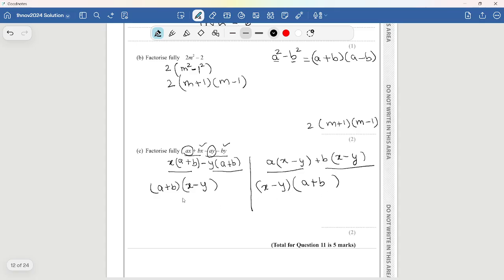Now you see the answer to both these approaches is the same. So you can use any of these techniques, whatever you find easier. I'm going with the answer x minus y times a plus b.